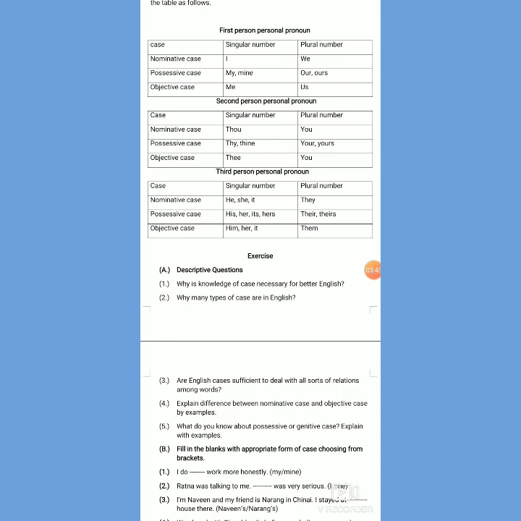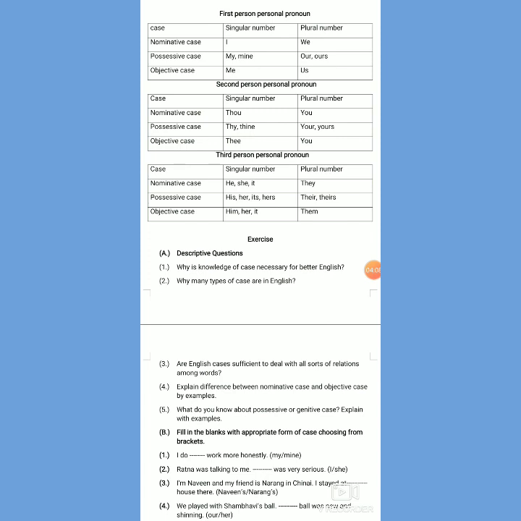Now coming to the third person pronoun, we can say that he is the third person pronoun of nominative case of singular number for masculine gender. She is the third person pronoun of nominative case, singular number, for feminine gender. It is the third person pronoun for nominative case, singular number, neutral gender. And now we can talk about they. They is the third person pronoun in nominative case for plural number for all genders.